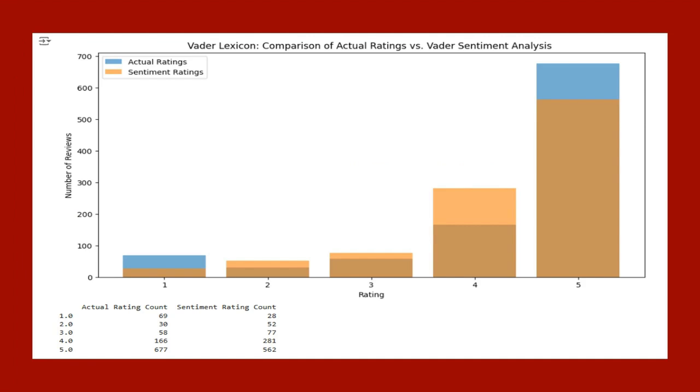This bar chart shows the comparison between actual user ratings and the Vader predicted ratings. We can see that the Vader model seems to give higher scores to reviews with the middle ratings than they actually deserve.